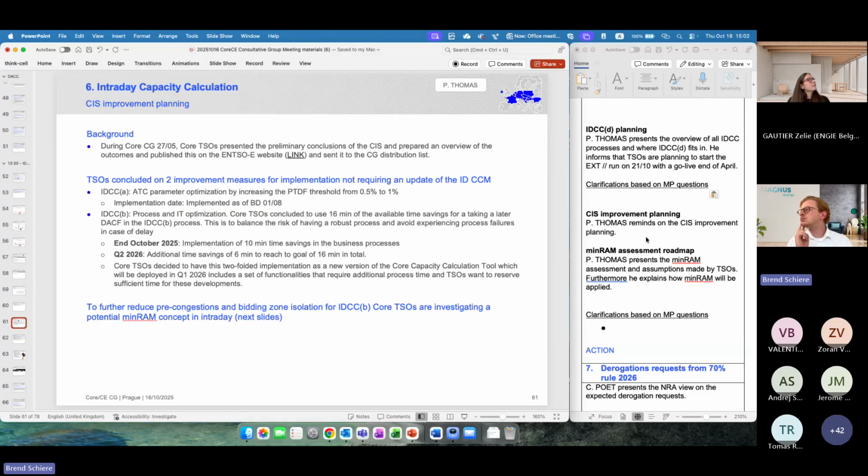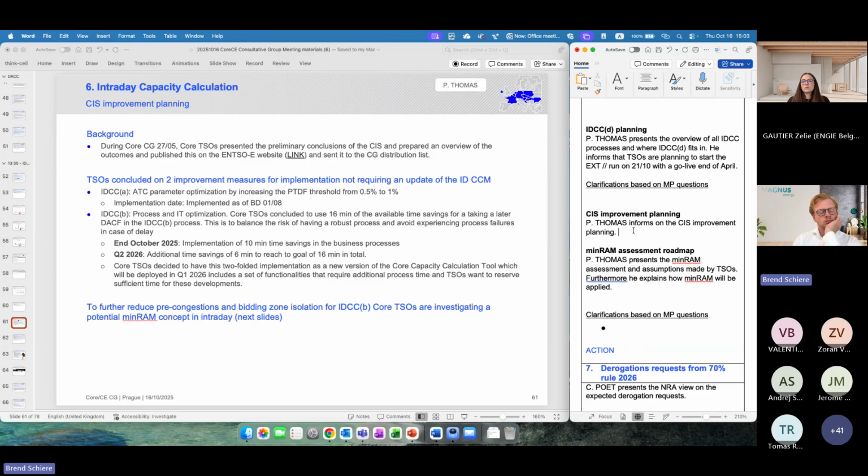So far we concluded on 2 improvements, 2 measures that will be or are already integrated in the IDCC process. For IDCCA, we will update the ATC extraction parameters a little bit, increasing the value of the PVTR threshold from 0.5 to 1%. This will lead in the future to bigger capacities. This implementation was done at the beginning of August. For IDCC-B, the focus is more on the process and IT optimization.